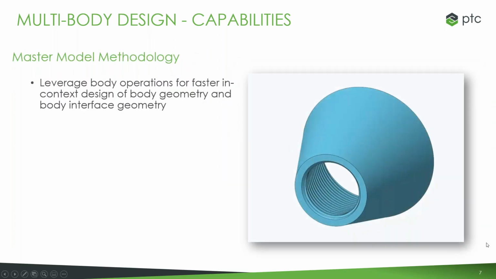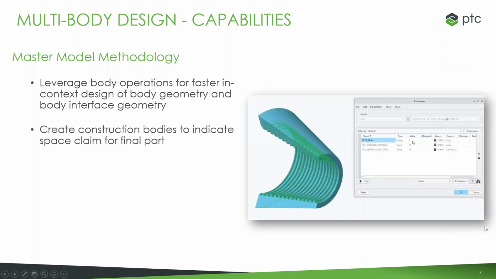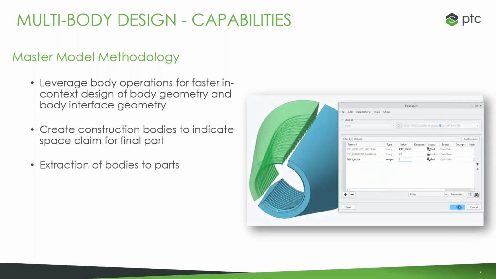We also have what's called a master model methodology. Bodies can be used for this master model methodology, where you can use the Boolean operations for faster in-context design. So things like split body, copy body, pattern body, all for laying out those interfaces. There's also the idea of indicating space claim for the final part. So you can use that body for designing that space that you're going to have a space claim for. From there, you'll be able to extract different parts from that single part design for reassembling into the final assembly, where they can all be added to a bill of materials.